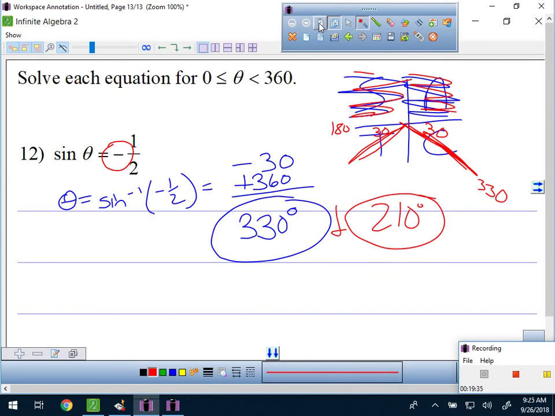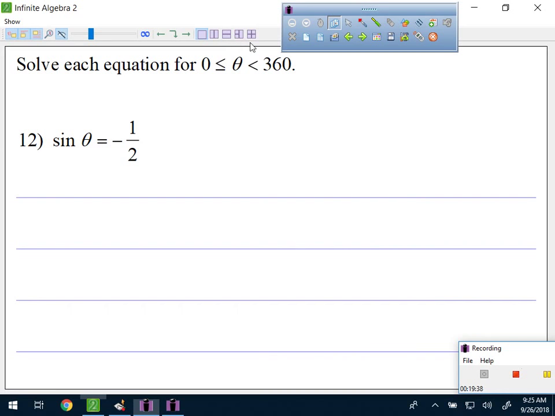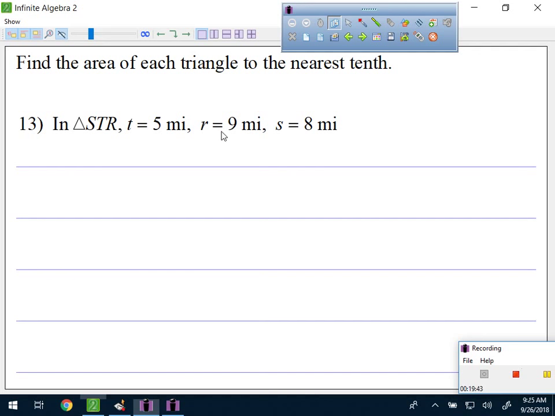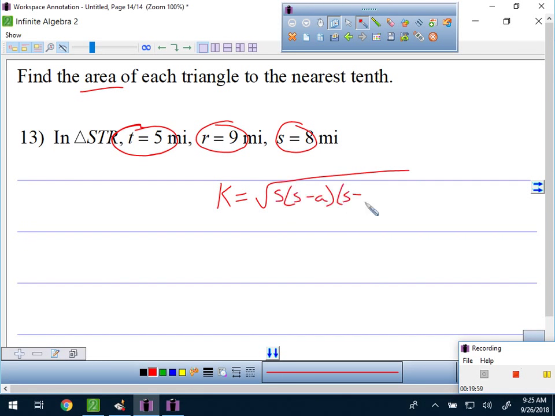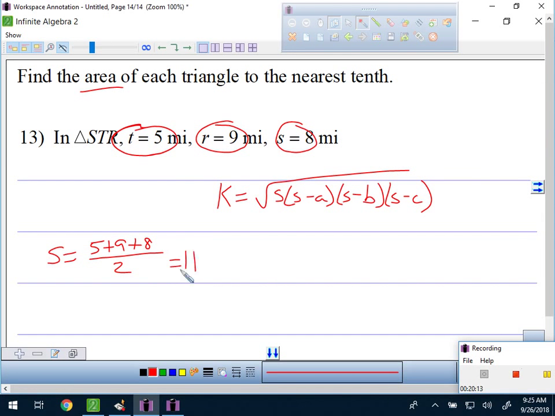All right, for number 13. Now, test 3 was when we introduced area formulas, law of sines, ambiguous case, law of cosines. So here's the first one. Yes, you'll have all the area formulas tomorrow, but it says find the area of this triangle, and I noticed that I give you all 3 sides. So that formula, remember, is K is equal to the square root of S times S minus A, S minus B, S minus C, where S is you add up the three sides, so 5 plus 9 plus 8, and divide that by 2. That gives me an S value of 11, and so I'm literally just going to plug this in my calculator.